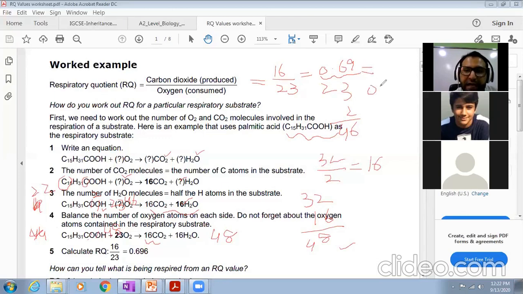So from here I understand, according to my values, that the respiratory quotient for fats will be 0.7, for carbohydrate will be 1, and for protein will be 0.9. So according to that, I figure out that this respiratory substrate, palmitic acid, belongs to the lipid category. Is it clear up to here? If you have any question related to this, you can ask now. Okay.